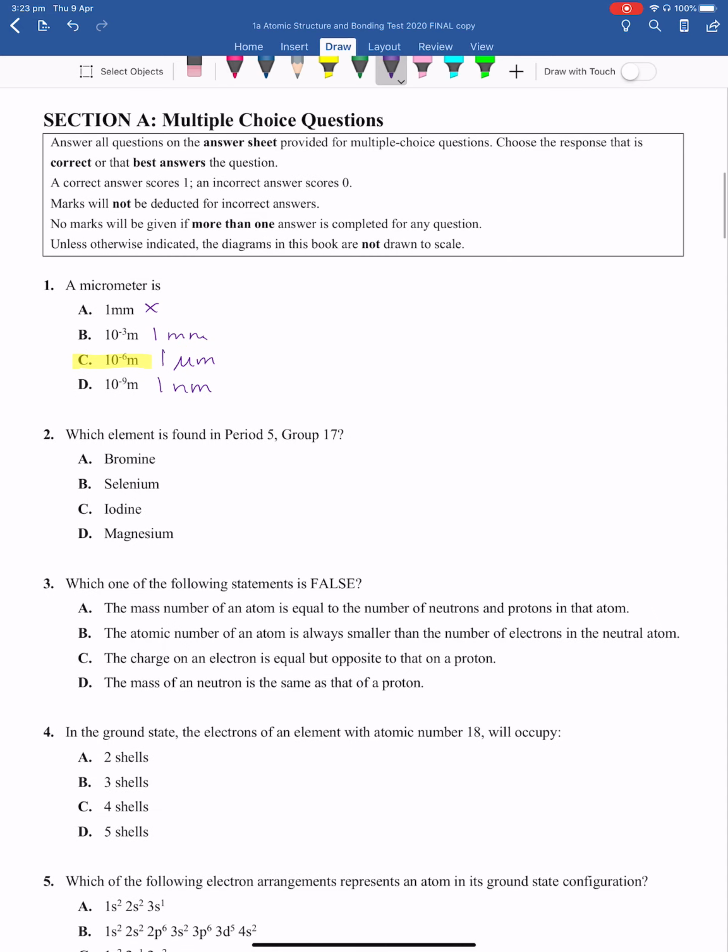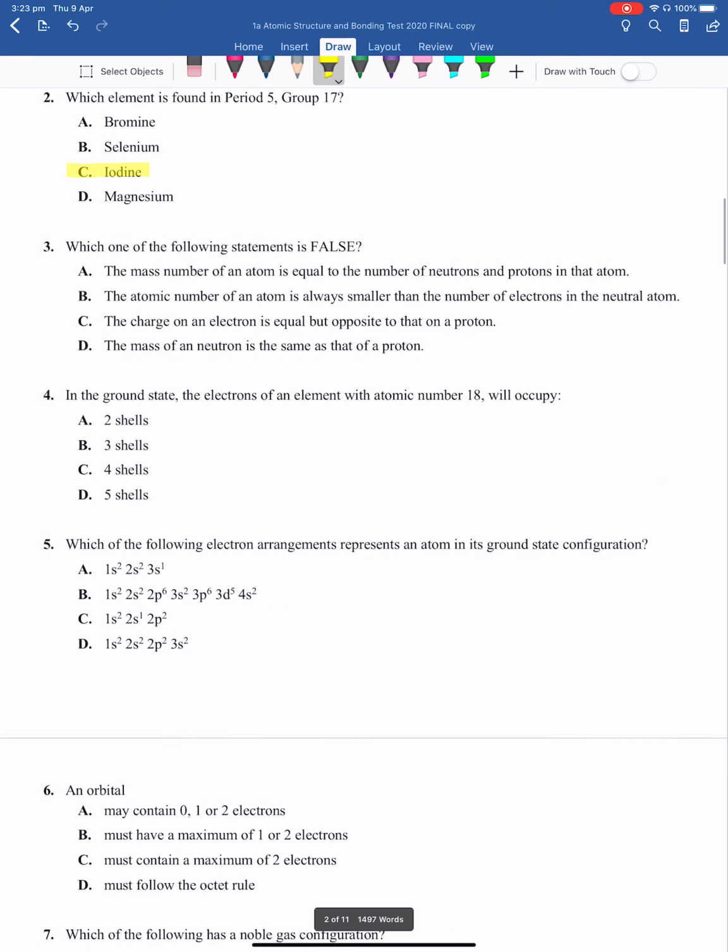100% of people got the answer to the next question right. So if you use your periodic table, go to period 5, go to group 17, you'll find that it's iodine.